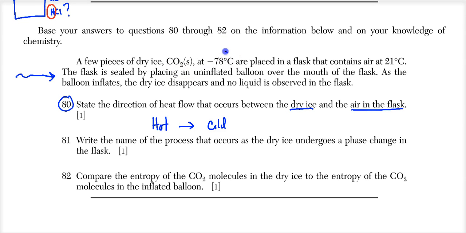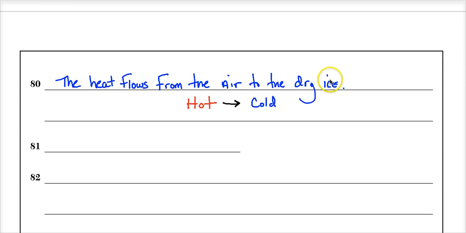So we have the dry ice at negative 78, so that's very cold, and it's placed in a flask that contains air at 21 degrees Celsius. Clearly, the air temperature is warmer than the dry ice. Okay? So clearly, heat's going to flow from the higher temperature to the cold, from the air to the dry ice. Let's go to the answer booklet. So the heat flows from the air to the dry ice, as we said, and it goes from hot to cold, from the warmer temperature to the colder temperature.